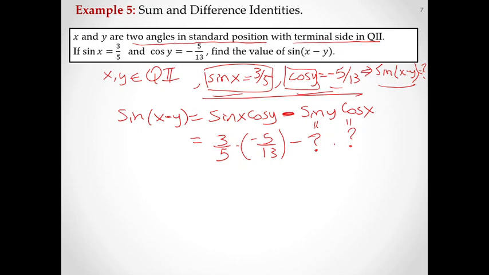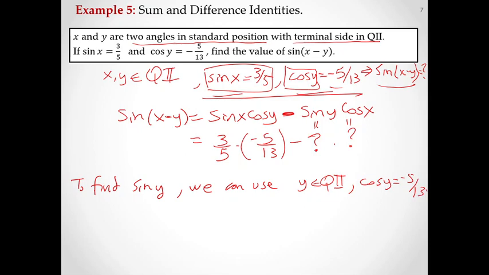To find sine y, we can use this information. Y is in quadrant 2, and cosine y is equal to negative 5 over 13. Okay, let's use this information. So what's the relation between cosine and sine y? We can use other methods, but I prefer now identities. Sine squared plus cosine squared is equal to 1. We know this is the most basic identity we have.